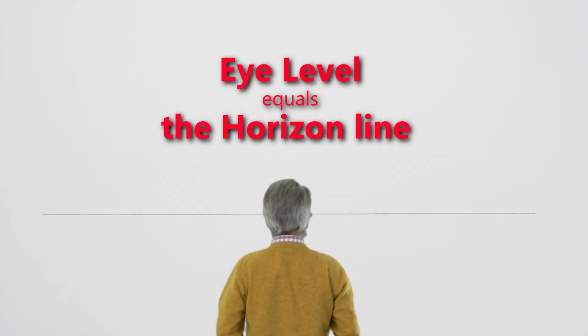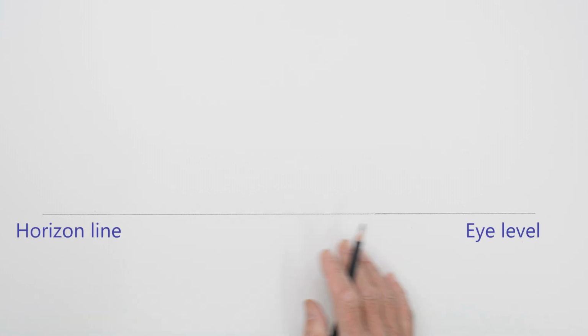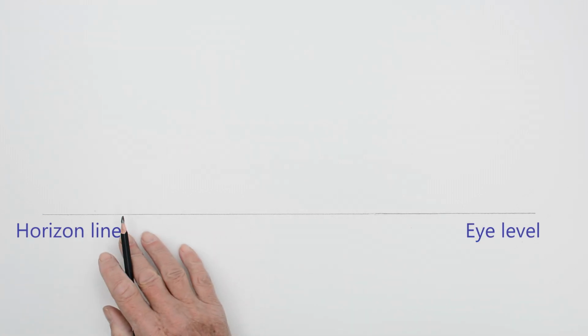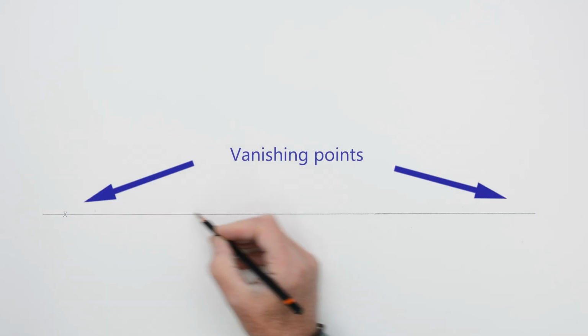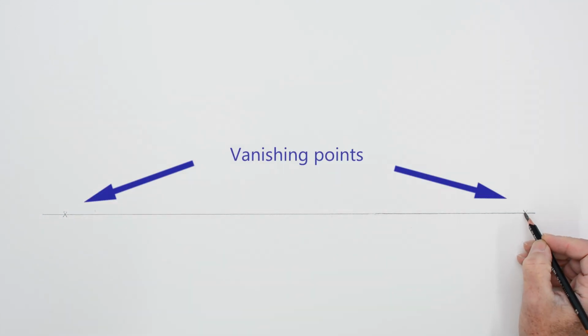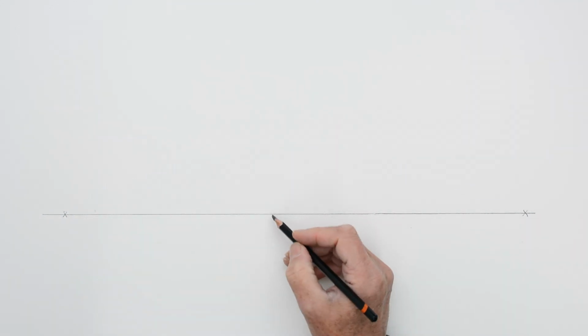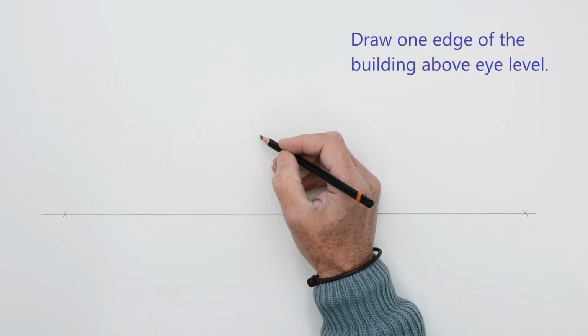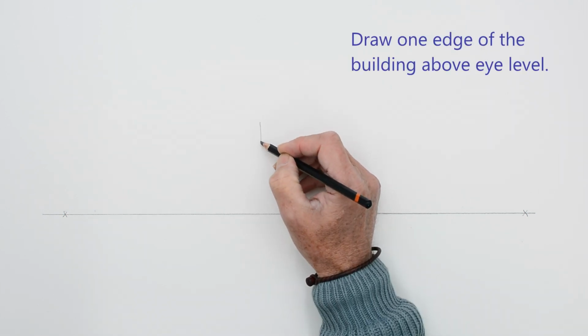So if I want to draw buildings from below, I need to be looking up. So therefore the horizon line is going to be low. Now I need to put in two vanishing points. If you don't understand about vanishing points and perspective, have a look at my video on 2-point perspective, which I'll put at the top there.